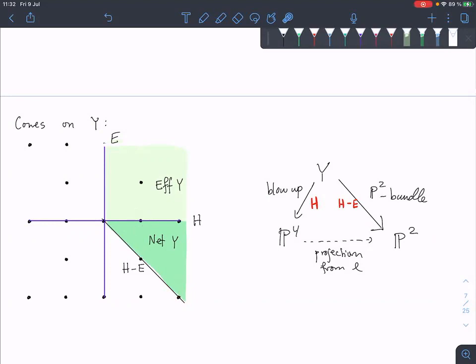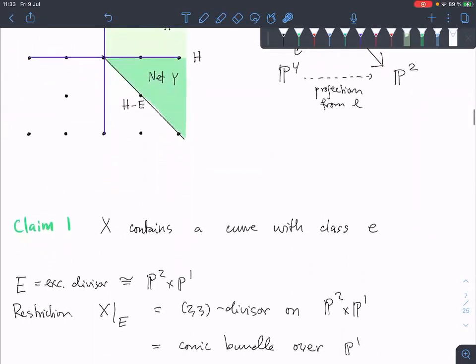And the way to prove that this is the case is because we know exactly what the two contractions are. So Y is the blow up of P4 along some line. So we know that there's an obvious contraction, and it's the contraction associated to H. And then we also have another map to P2, which is induced by the projection from the line. So this is a P2 bundle over P2, and that P2 bundle corresponds to the ray H minus E. So we know basically everything about the birational geometry of this Y.